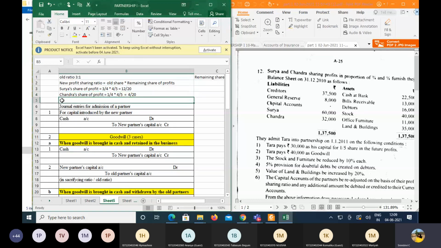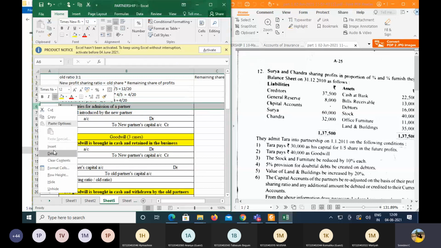Now let us take the new partner also, that is Tara. So Tara's share of profit. As he is to be paid 1 by 5, now to make the denominators common, we have to multiply by 4, 4 by 4. Is equal to 4 divided by 20.